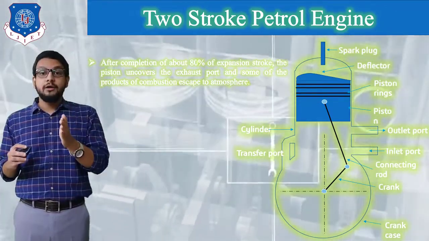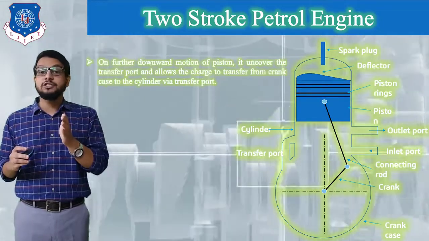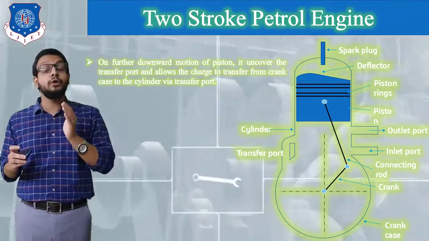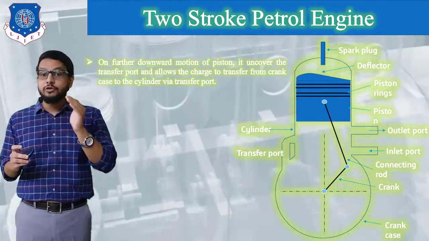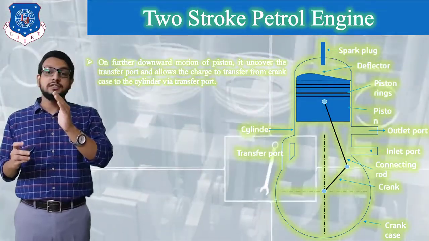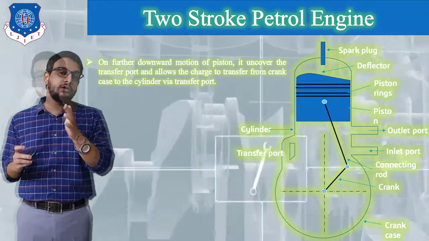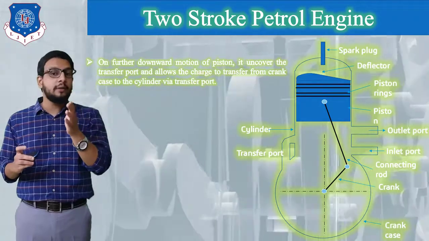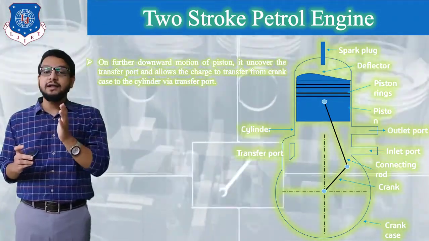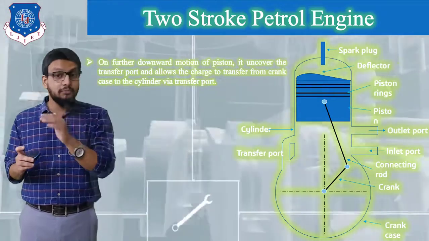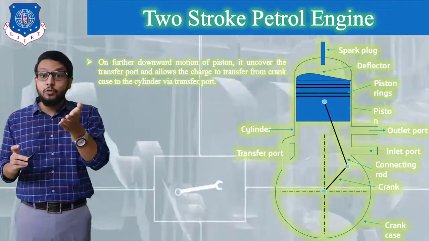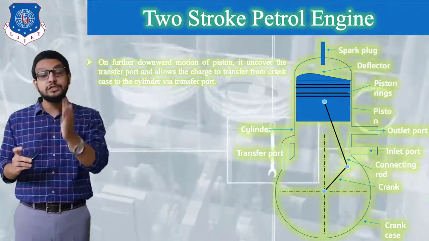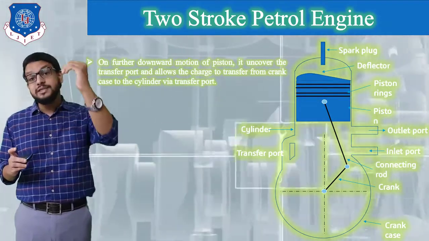At the same time, the partially compressed air and petrol mixture in the crankcase will be transferred to the top side of the cylinder through the transfer port. But what is going to happen? While transferring to the top side of the cylinder, it will first strike the deflector. The deflector will push that fresh charge towards the top side of the cylinder. Otherwise, if the deflector was not provided, then directly that partially compressed air and petrol mixture will get out through the outlet port, which was opening simultaneously along with the hot gases, right? So the deflector's purpose is most important. It is going to deflect that charge to the top side of the cylinder.